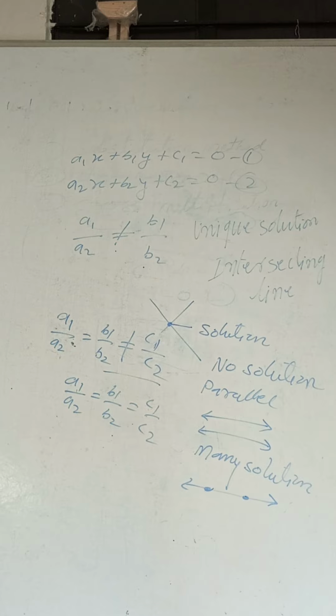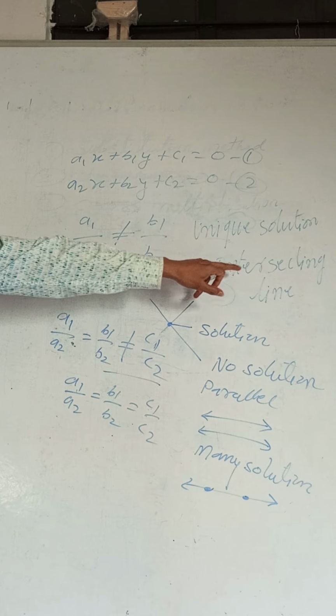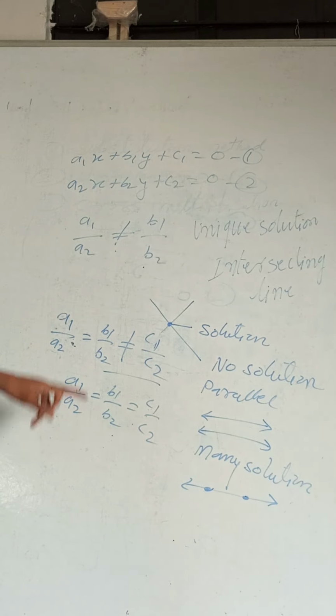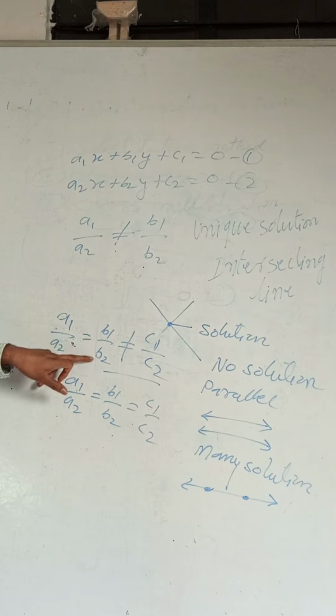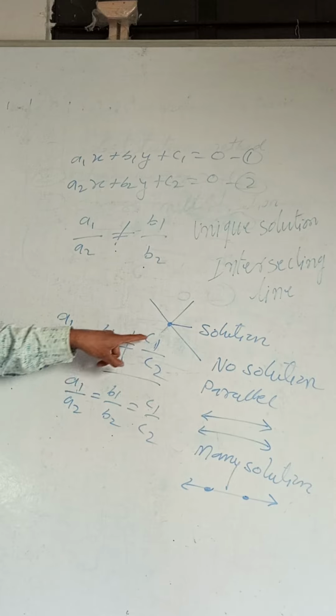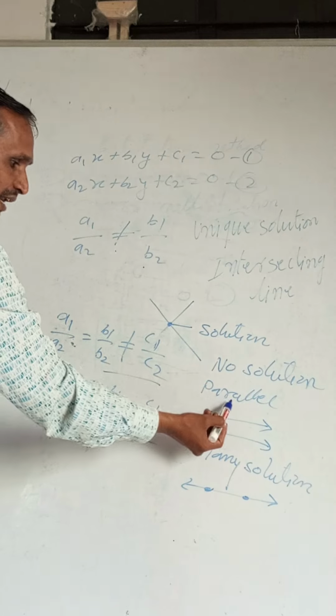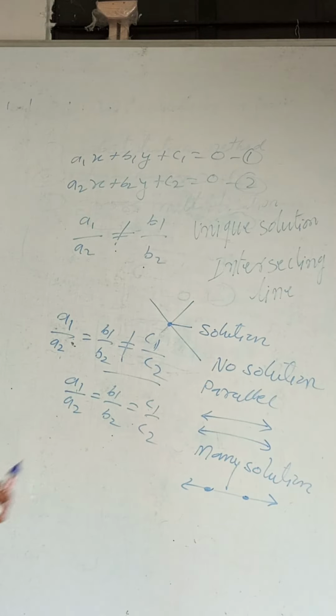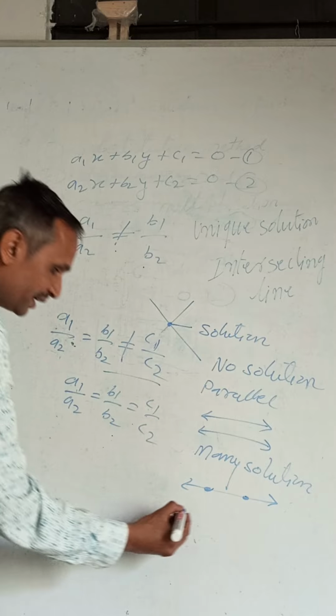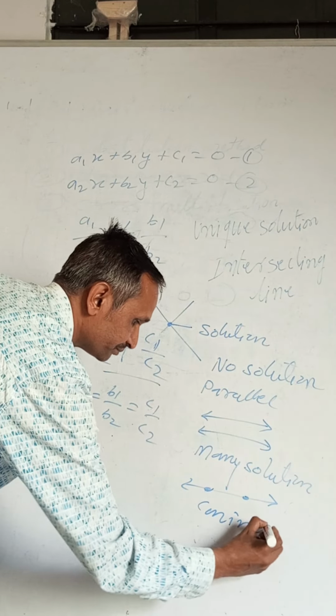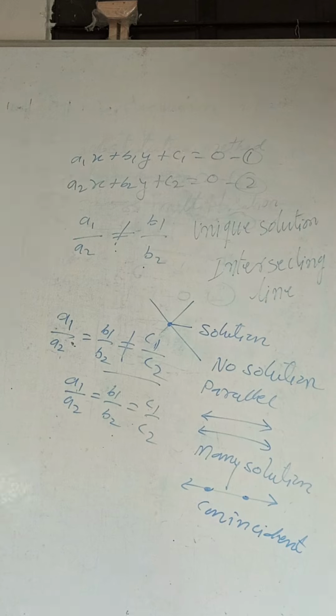So what did we learn? If a1 by a2 is not equal to b1 by b2, in the graphical method it is intersecting lines, or a unique solution will come. If a1 by a2 is equal to b1 by b2, but not equal to c1 by c2, then no solution, and the lines will be parallel in the graph. If all are equal, the first equation and second equation are the same, then many solutions come, or the lines become coincident lines. Coincident lines means one line is on the same line as the other. So this is called the solution by the graphical method.